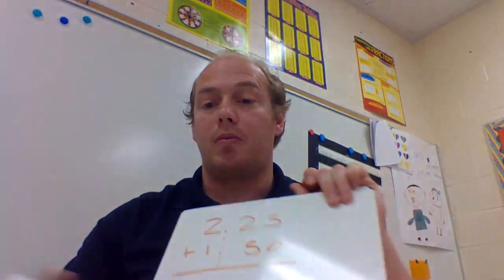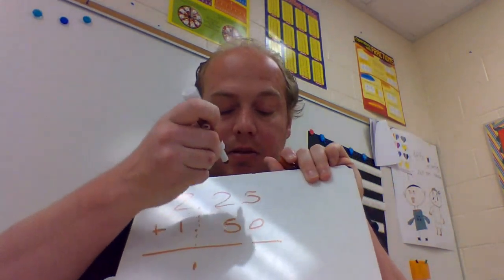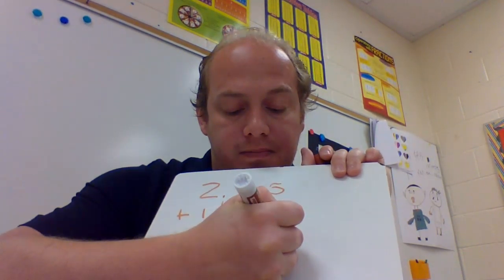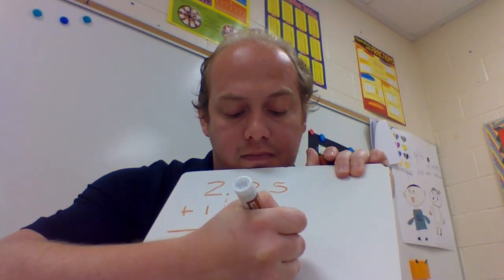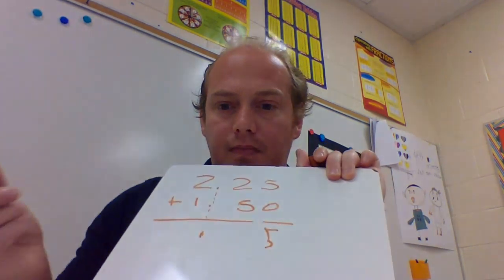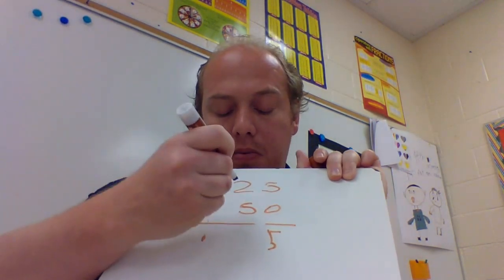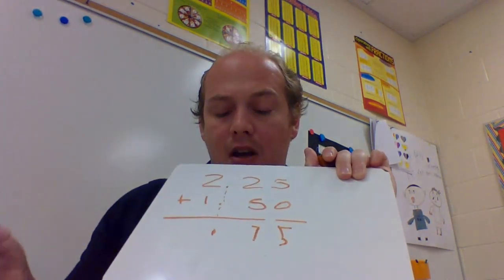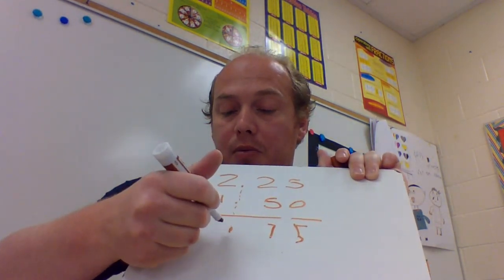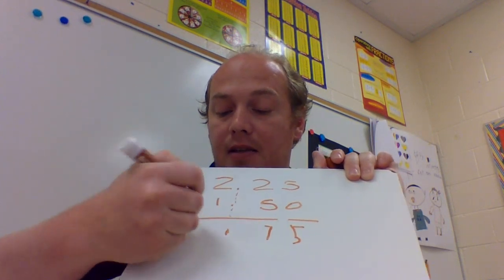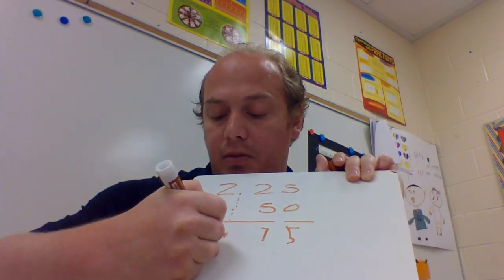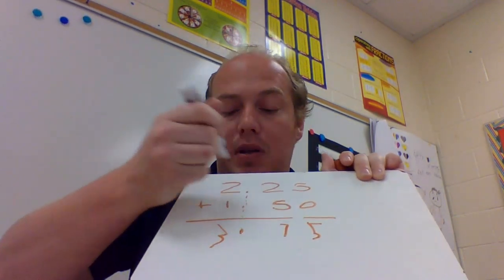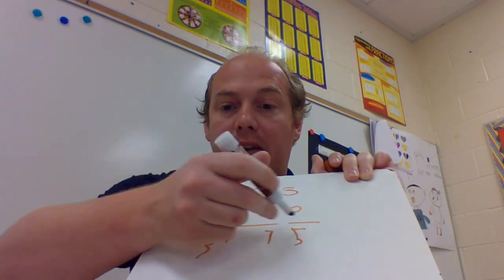So now what we're going to do is we're just going to add straight down. 5 plus 0 is 5. 2 plus 5 is 7. We've already got your decimal down here. And then 2 plus 1 is 3. So 225 plus 150 is 375.